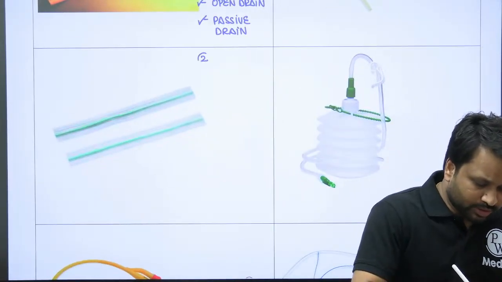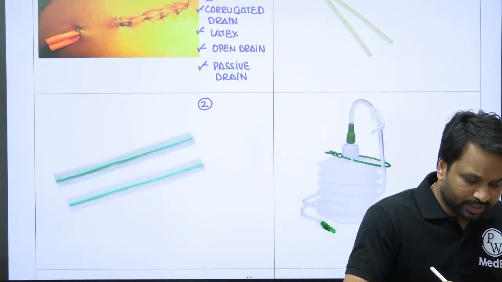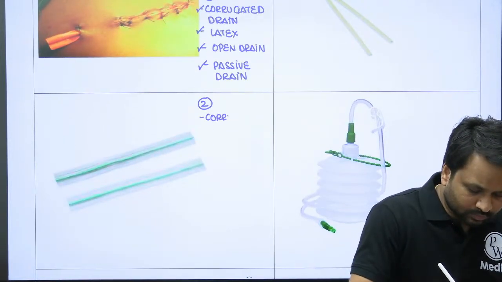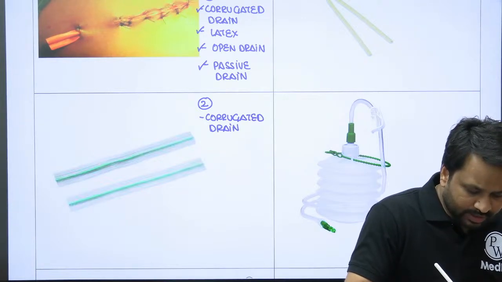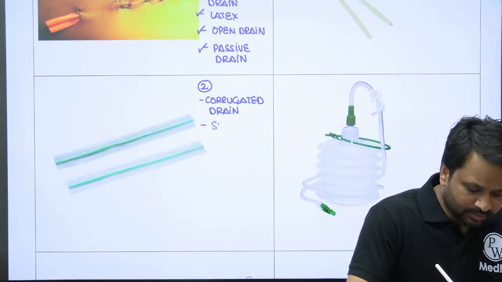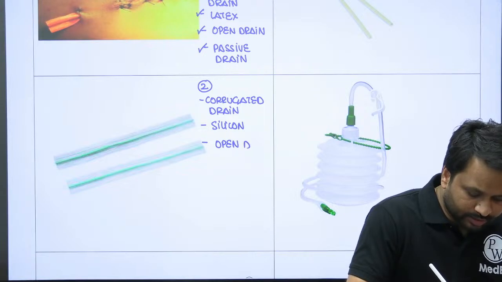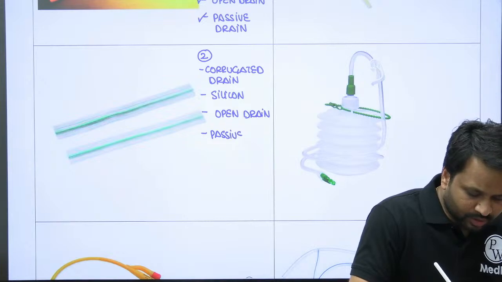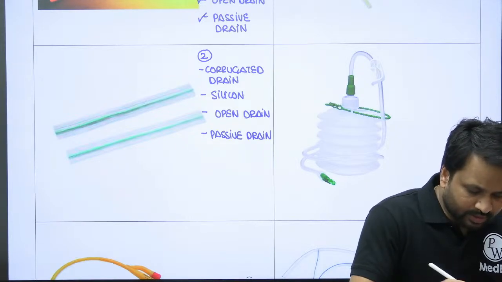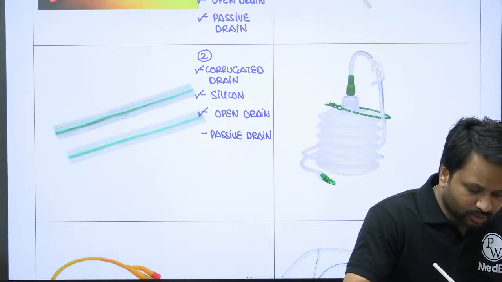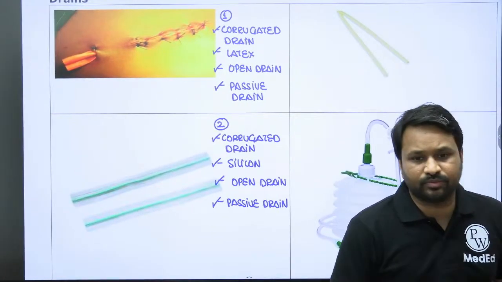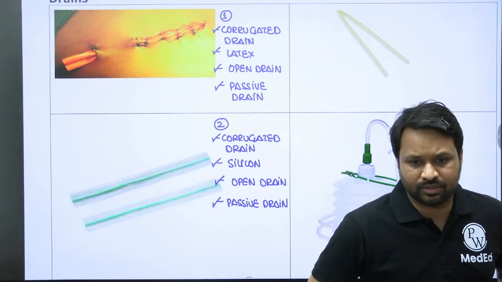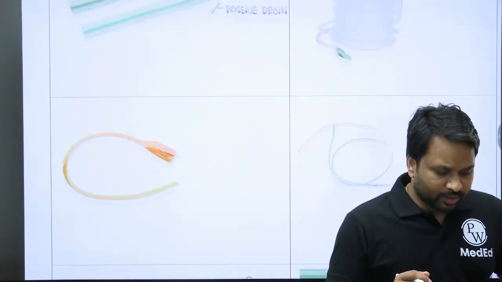Now then you have image number 2. This is also an example of a corrugated drain. When you see a transparent color, then it is going to be silicone. Again, this also classifies as an open drain, and this also works on the principle of passive drainage. So it's a corrugated drain, it's a silicone drain, it is an open drain, and it is an example of a passive drain. Clear?